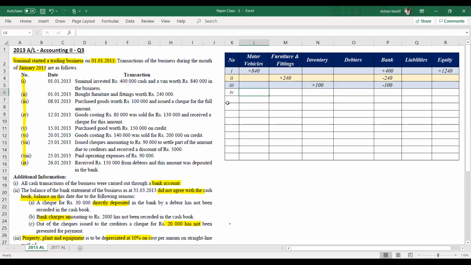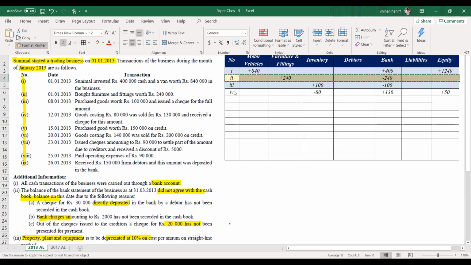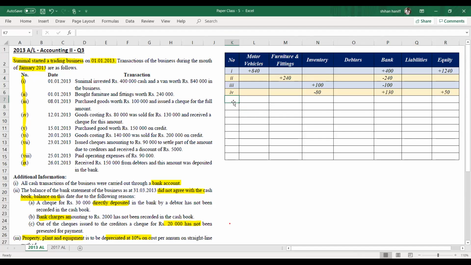Number 4. The goods costing 80,000 were sold for 130 and received a check for this amount. Inventory will reduce by 80, sold for 130 and received a check of 130. So if you receive the check, the bank balance will increase. It's not a credit sale, it's a cash sale. Then the equity will increase by 50.